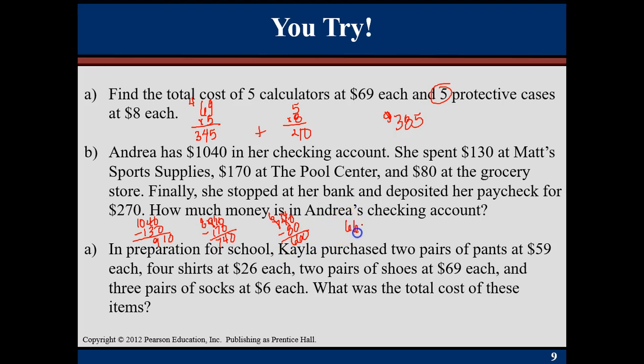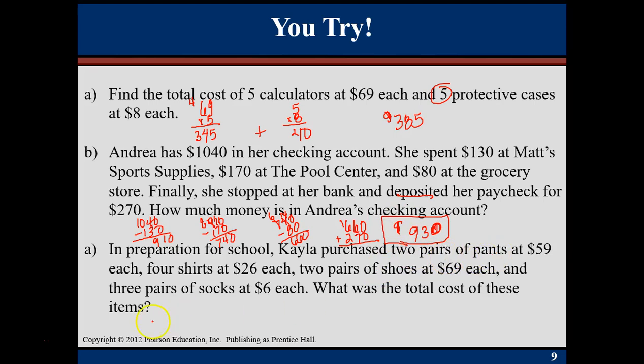And then at the very end, she deposited $270. So 0, 6 plus 7 is 13, carry the 1, and now she's got $930 in her bank account.